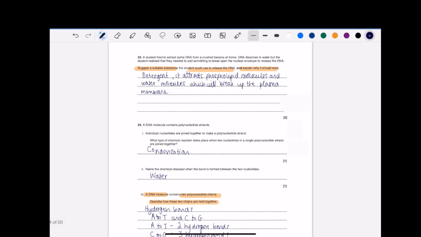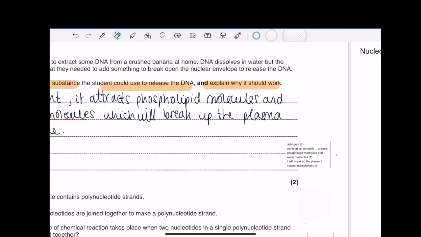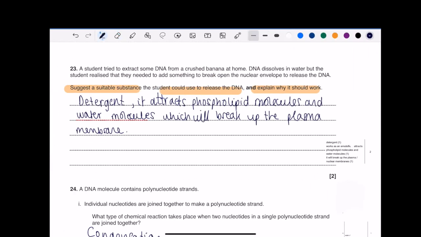Okay, let's check the answers for this whole page. This one. Right, so we said about detergent, we said it attracts the phospholipid molecules and it breaks up the plasma membrane. What I should have actually said is about the emulsifier. That's such an easy term you can just remember and put in whenever you're talking about detergents. So that's a note I would make in my notes if I was doing this A-level again.